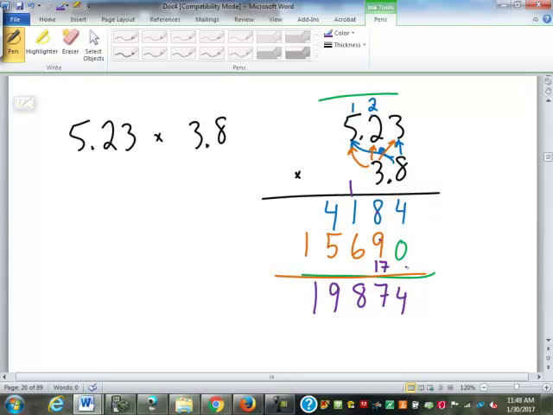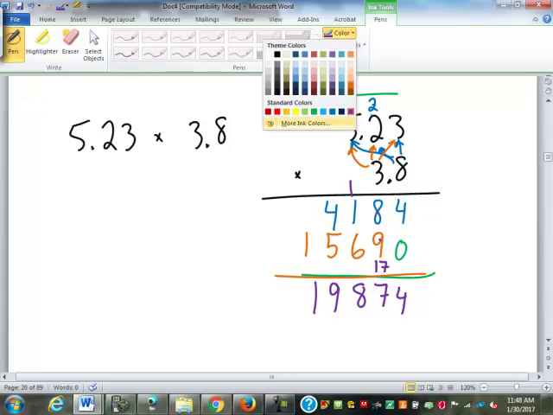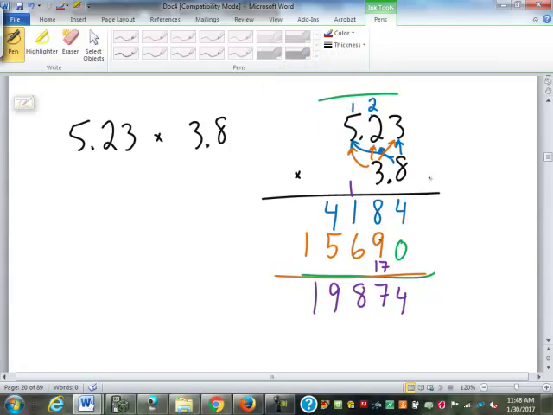Where's my decimal point go? 3 spots over. We know that because we count 1, 2, 3 decimal places in the problem. We have to start at the end of the number and count 1, 2, 3 decimal places in the answer.